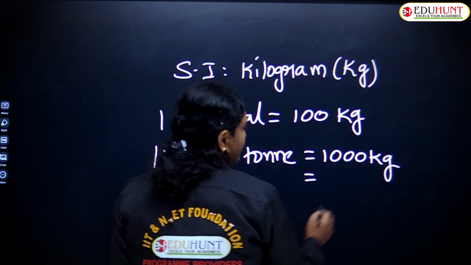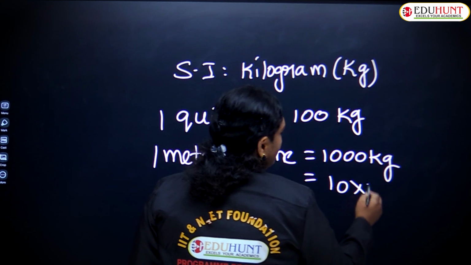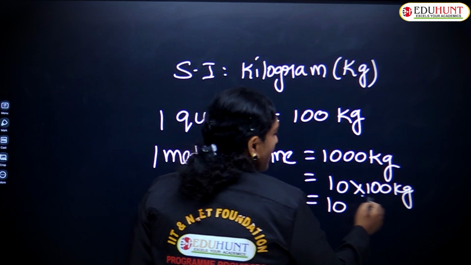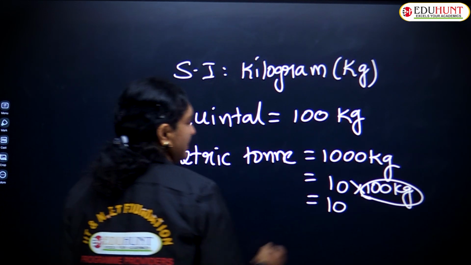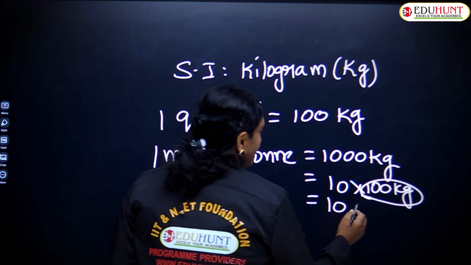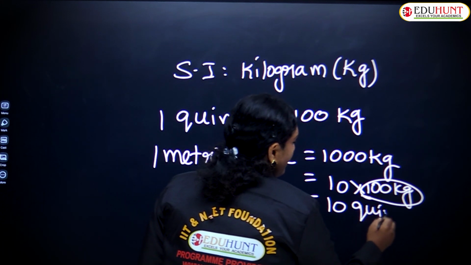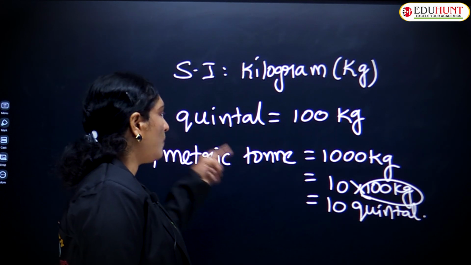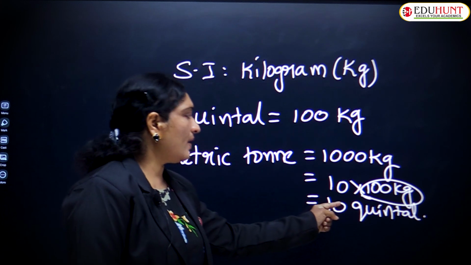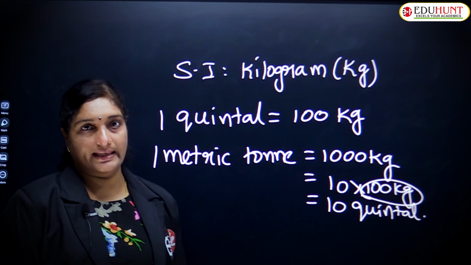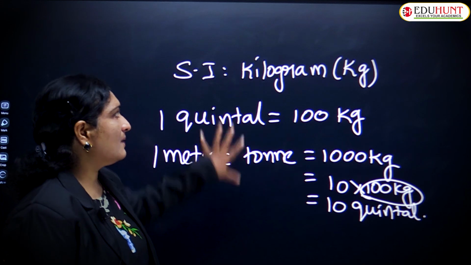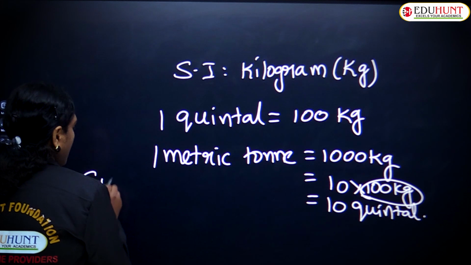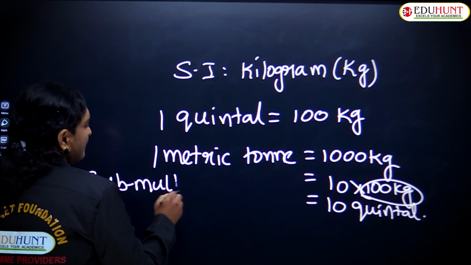This can also be written like this: 1000 can be written as 10 into 100 kg. So what is 100 kg, children? 100 kg is nothing but a quintal. So 1 metric ton can also be written as 10 quintals. 1 quintal is 100 kg, 1 metric ton is 1000 kg, or 1 metric ton is equal to 10 quintals. These are the multiples of kilogram. Apart from that, if you look at the submultiples, what are the submultiples of kilogram?